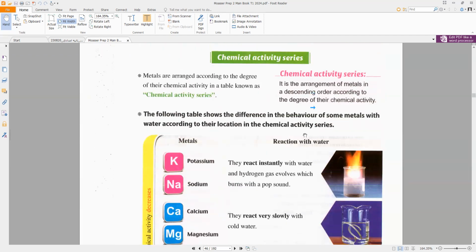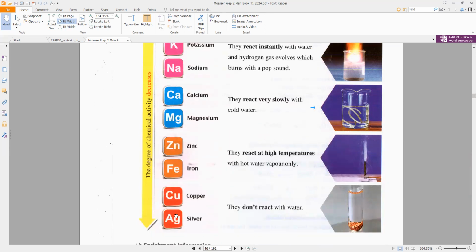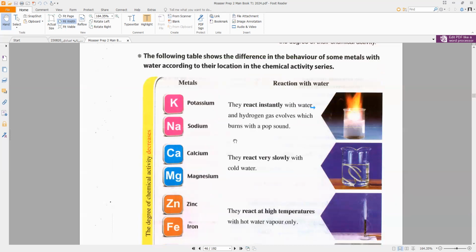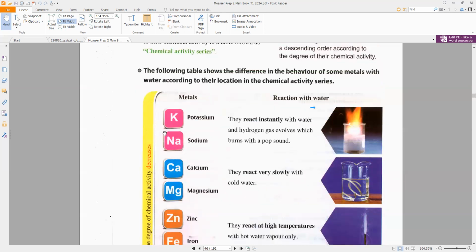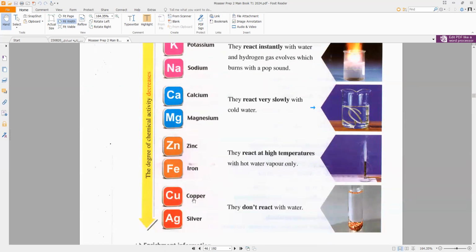So the chemical activity series is the arrangement of metals in descending order according to their degree of chemical activity. They arrange the metals descending from the strongest metal in reacting with water to the slowest one, or the one that doesn't react with water. Starting from potassium, sodium, calcium, magnesium, zinc, iron, copper, and silver.